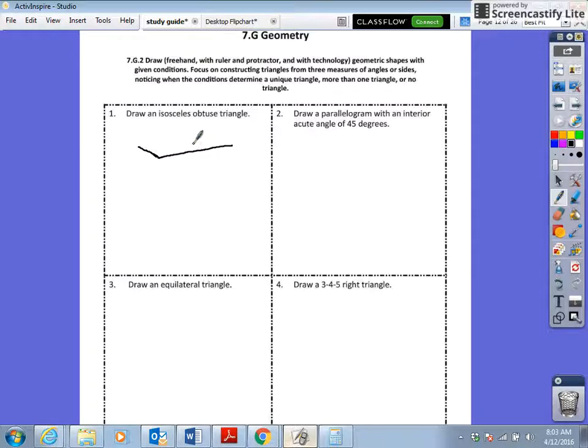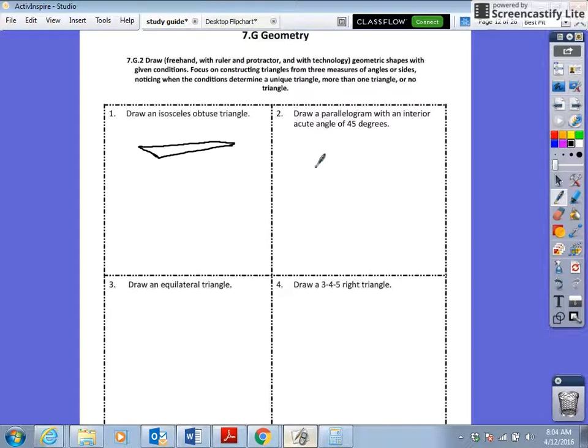I know I have a little short side, I have a long side, and now I'm going to draw this final side to make the triangle. Let me go back and make that a little bit nicer. So now I have an isosceles obtuse triangle because all the sides are different lengths, and this is an obtuse angle.